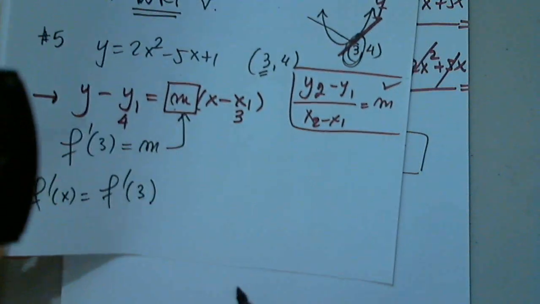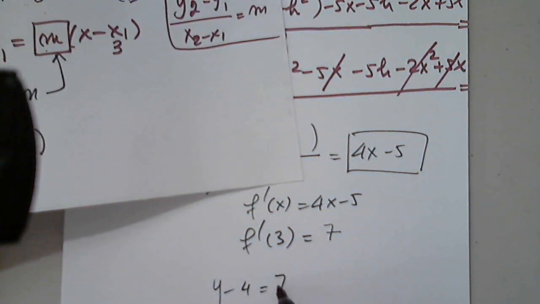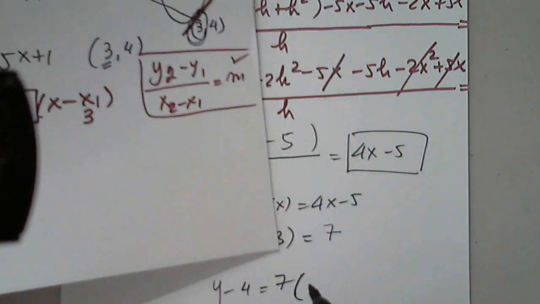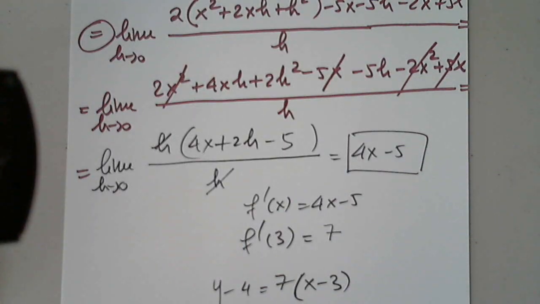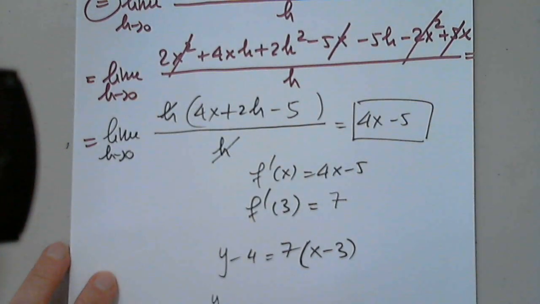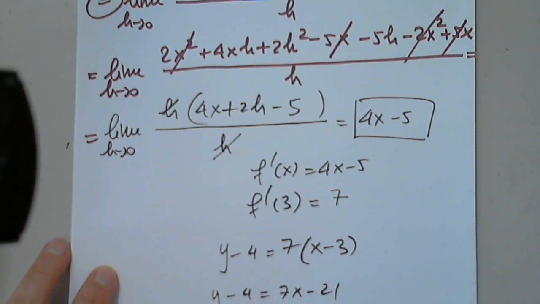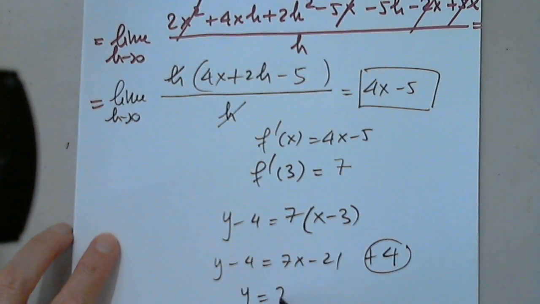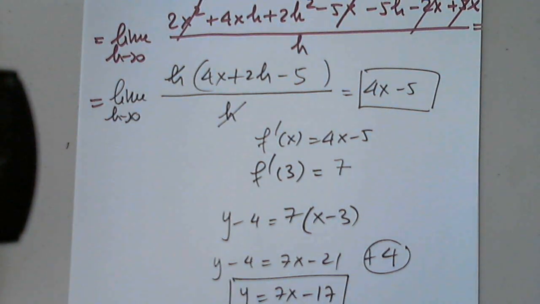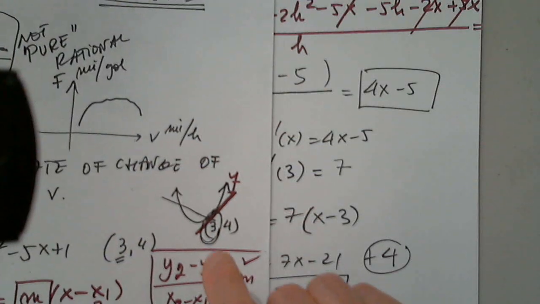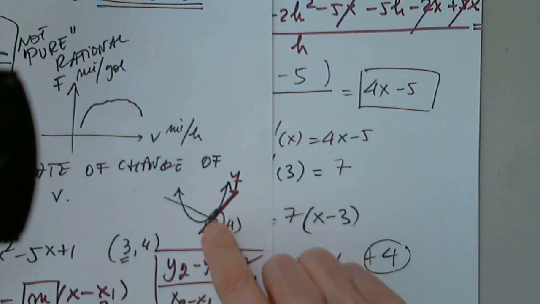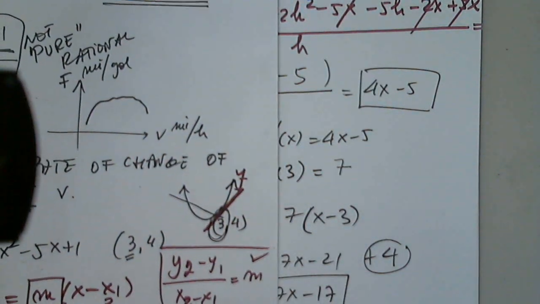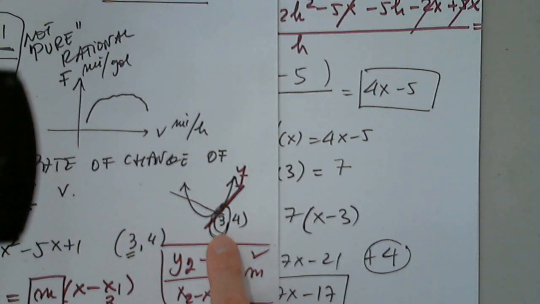I have y minus 4 equals 7 times x minus 3. So very close. y minus 4 equals 7x minus 21. And I'm adding 4 to both sides. So y equals 7x minus 17. What does this represent? It represents the equation of the tangent line to the graph of y at the point 3, 4.